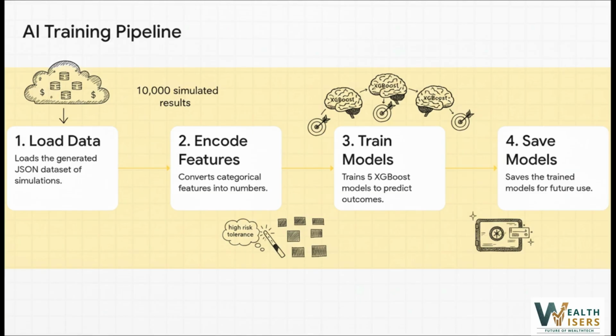After that comes the main event. It trains 5 separate, specialized models using something called XGBoost. It's this really powerful algorithm that's great at finding subtle patterns.